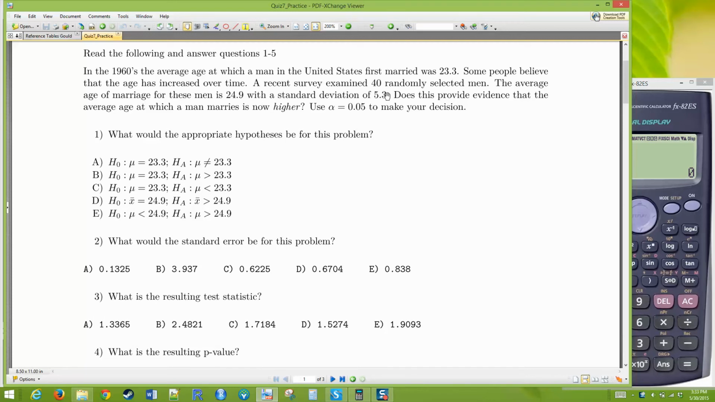24.9 with a standard deviation of 5.3. And does this provide evidence that the average age at which a man marries is now higher? Use alpha equal to 0.05 to make your decision.